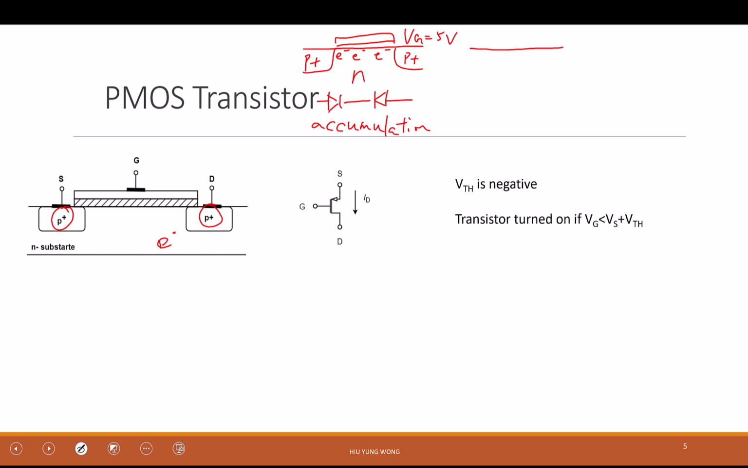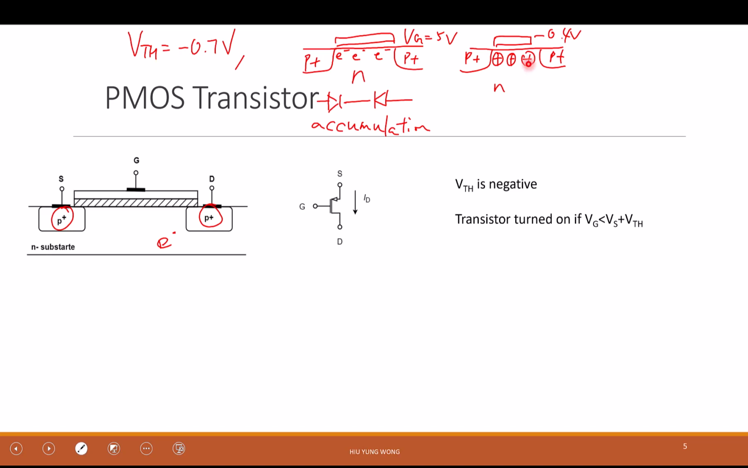And if I start reducing the gate voltage to, for example, negative 0.4 volts, I assume the VTH is negative 0.7 volt, for example. Then what will happen? I get more and more negative, right? The substrate is N and you get more and more negative. Then I'm going to repel the electron, right? So here I will have a lot of immobile ions, which are positive.